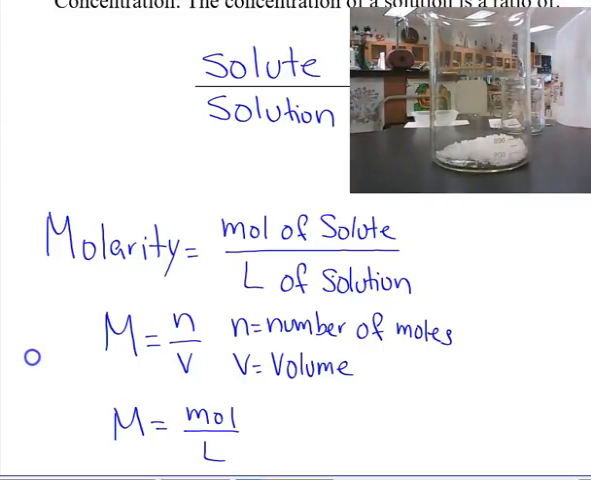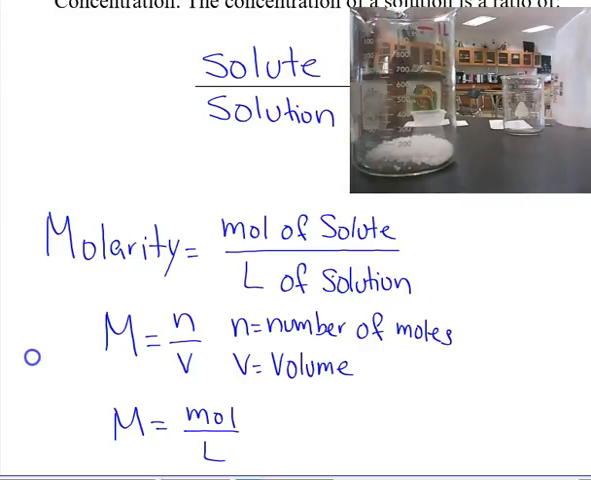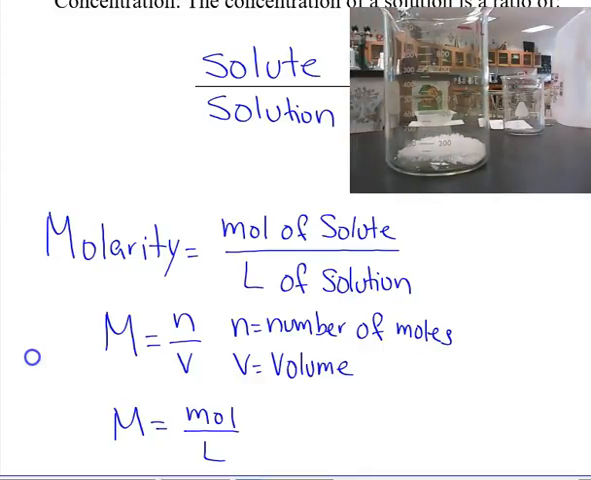And I'm going to go ahead and mark the 1 liter mark. So, on my big beaker here, I marked my 1 liter. So if I wanted to make a solution that had a molarity equal to 1, I would add 1 mole of salt and 1 liter of solution.